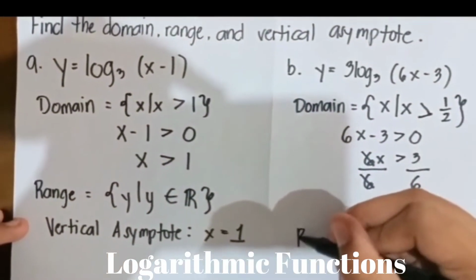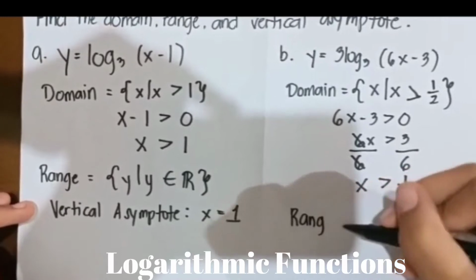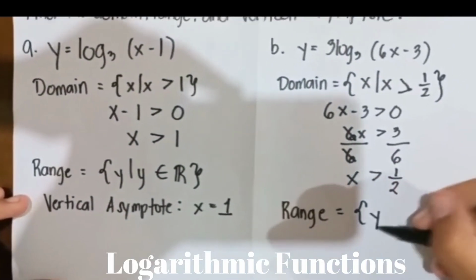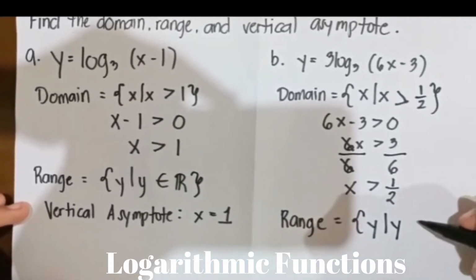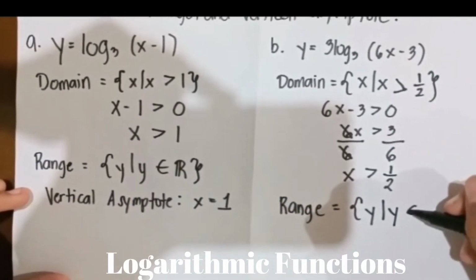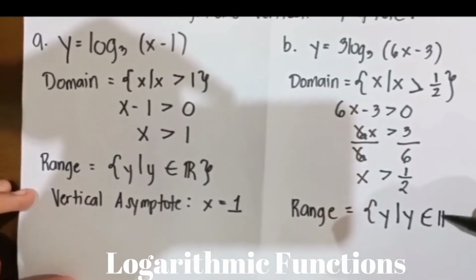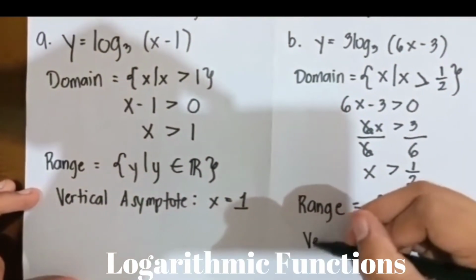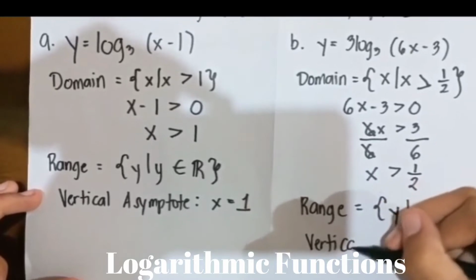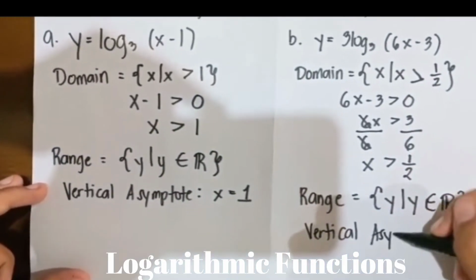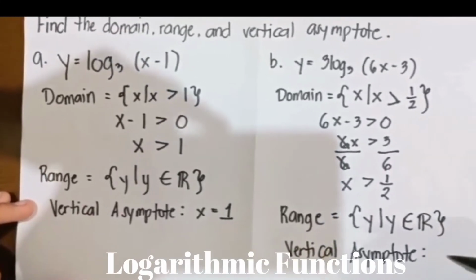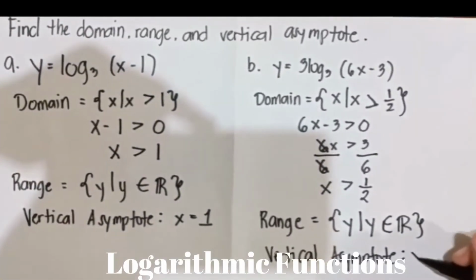The same as the first example, the range will be {y | y is a real number}. And the vertical asymptote will be x equals 1 half, which came from the domain x is greater than 1 half.